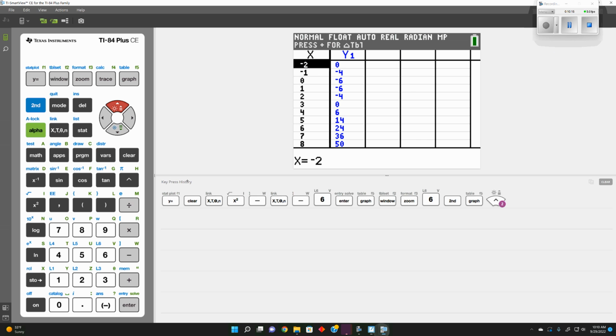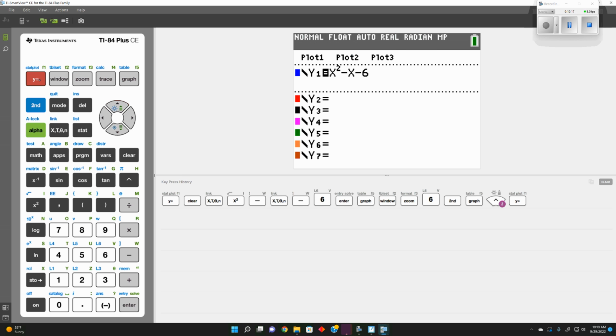Now to graph it, so we can hit y equals. Now, if you want to clear this out, we can hit clear. Negative 2x squared minus 4x minus 2. Yes, because the sign in front of the 2 has to be negative.